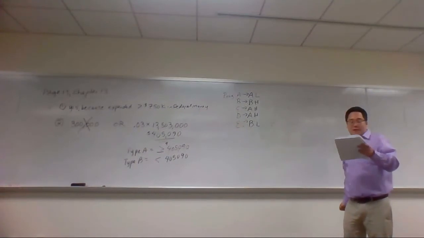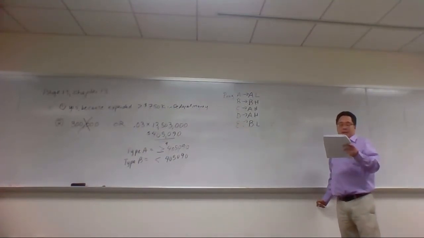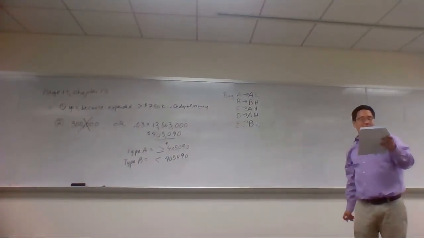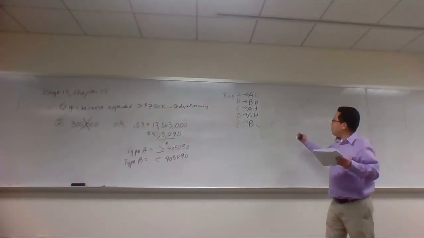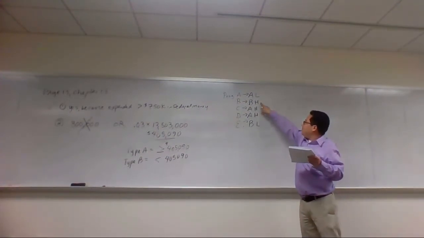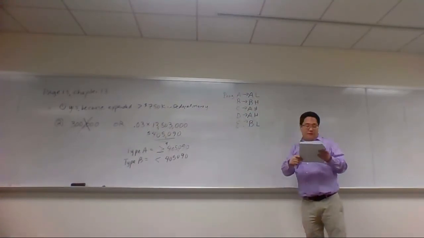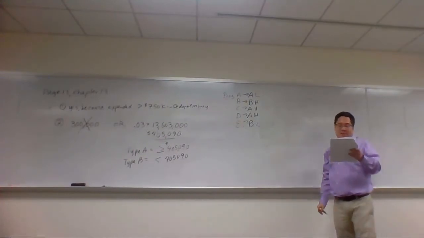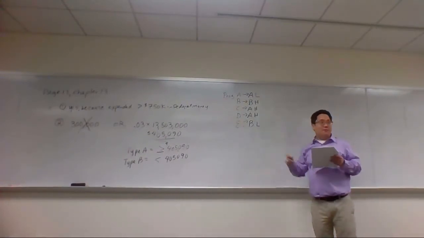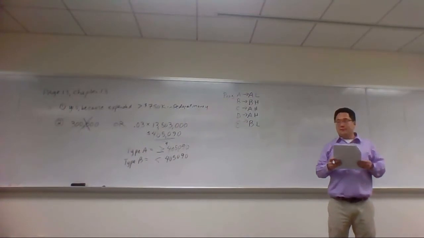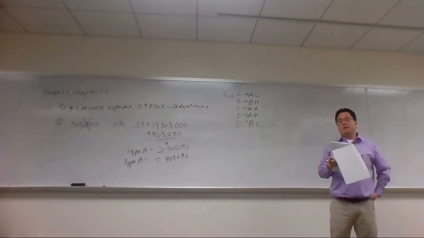What's the B high programs? Identify the type B high-risk programs. That's program B. Program B is type B high-risk, right? Finally, it says identify the type B low risk. That's program E. Right. Program E.